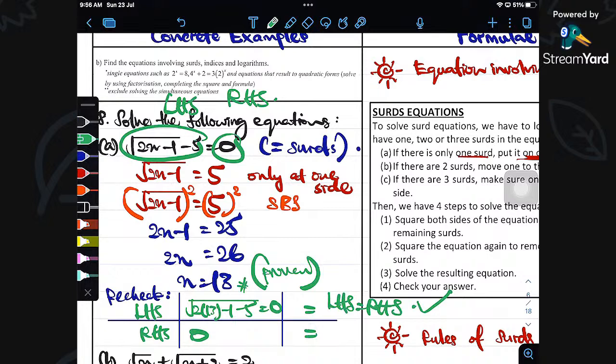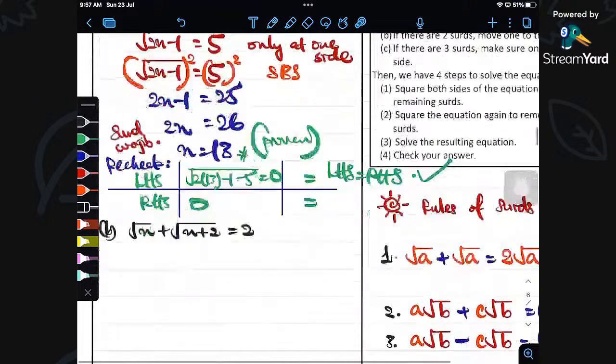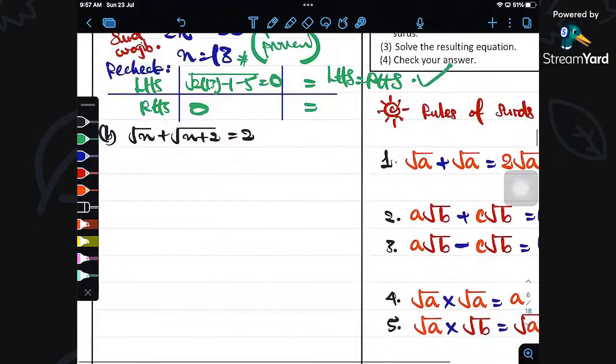So basically, surd perlu recheck. Surd wajib recheck. Sebab apa? Sebab certain soalan, dia tidak equal to each other. Sometimes one of it is not equal. They are not equal to each other. Some questions sahajalah. So now let me give you another example.